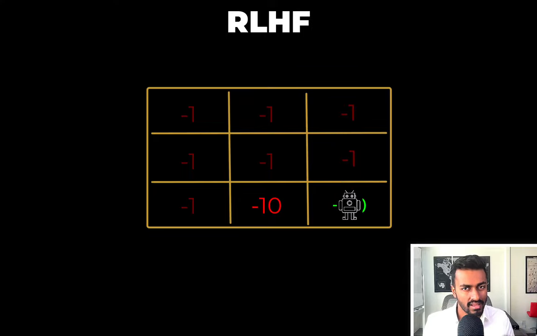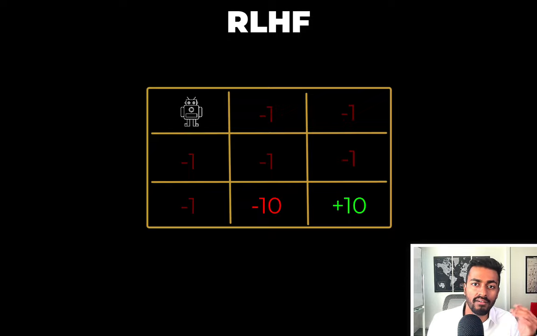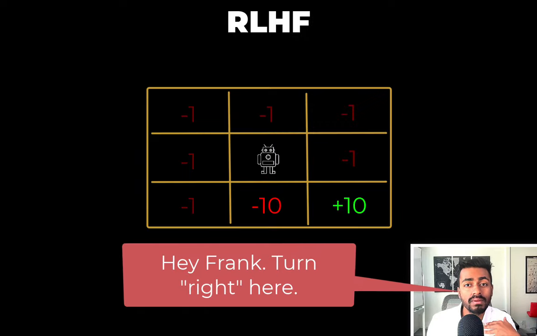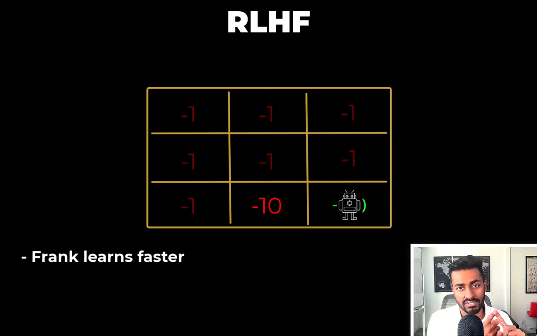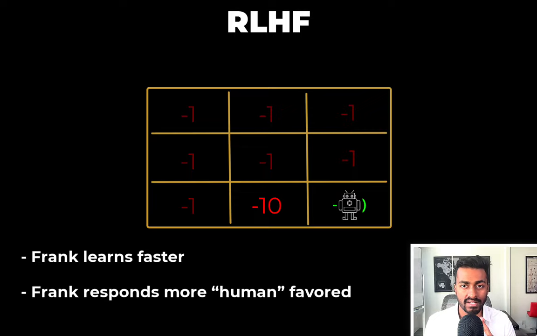But wait, can we help Frank out even more? And it turns out that we can. So while Frank is learning with a reinforcement learning algorithm, us humans can also provide our feedback to Frank as a mentor. This allows Frank to learn faster, and it also allows Frank to give responses that are more human favored.